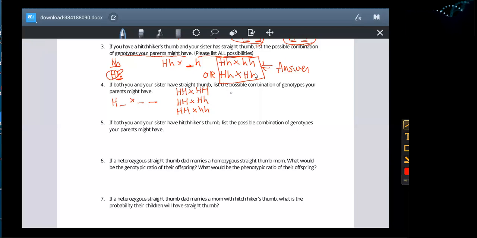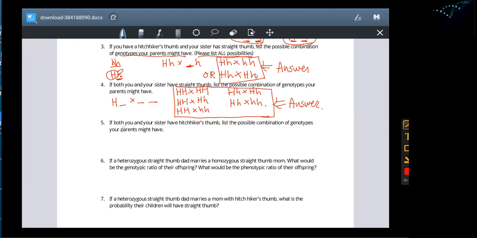So any of this can give rise to straight thumb offspring. Now, what else? Well, it can also be big H, little h with big H, little h, right? Can you think of any other possibilities? Yes, correct. What about big H, little h with little h, little h? So all in all, I have 5 possibilities. And this is mainly because they did not dictate the parents need to have straight thumb, okay? And that's why we can have all these options, including options of one of the parents being a hitchhiker.